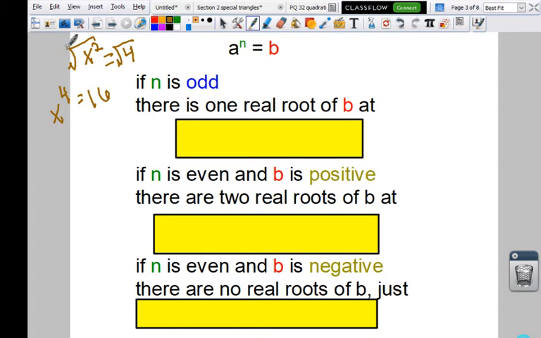The reason we square root a squared is because a square root is really a radical with an index of 2. This is a square root. What's a radical? A radical is this symbol right here.